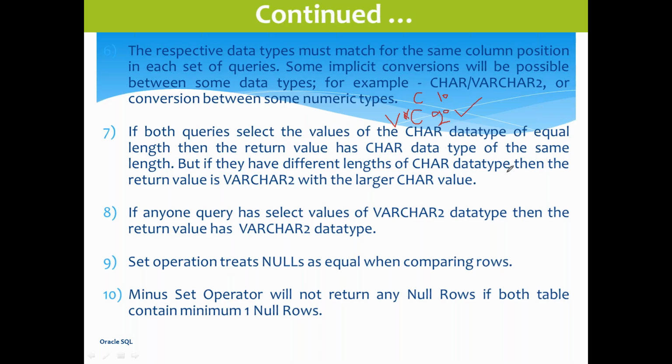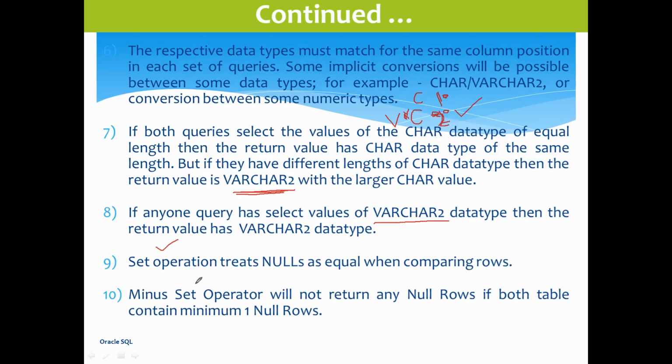But if they have different lengths of char data type, then the return value will be varchar2. Another thing, if they have different lengths, so 10 is there and here 20 is there, both are char only, but since it is variable, varchar2 it is taking, not char. And the larger one, 20, means 20 it will take. If any one query has select values of varchar2 data type, then the return values are varchar2 data type. So if varchar2 is present in any one of the queries for one particular column, then the result is varchar2 only.